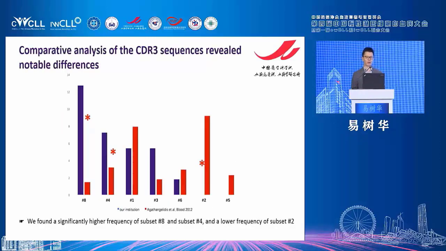About the stereotype, I think this is also very important for this CLL biology. Subset 2 and subset 1 are very frequently used, as reported in the Western reports. But in our cohort, we found that subset 8 and subset 4 are the major subsets in our cohort.